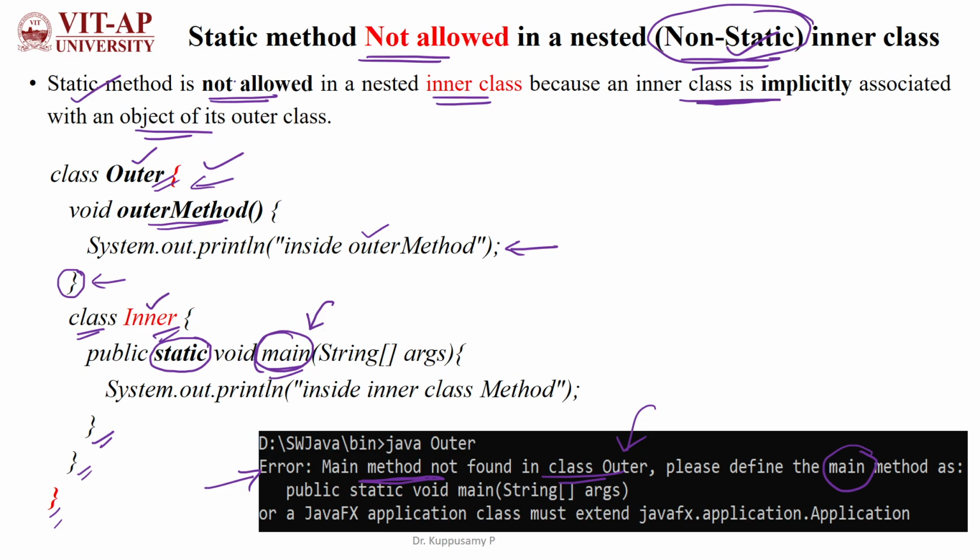So a static method is not allowed inside the nested inner class. We can define it inside the outer class only, right? We cannot define it inside the inner class.